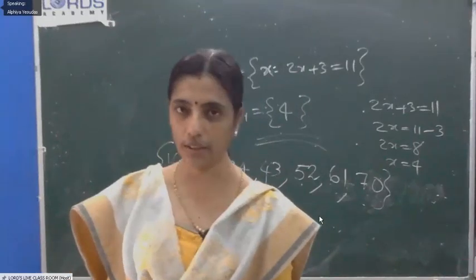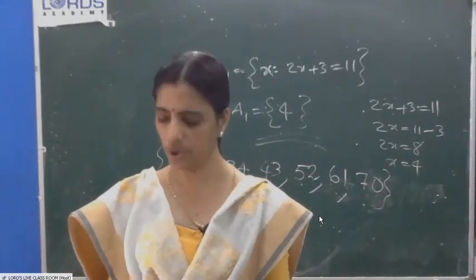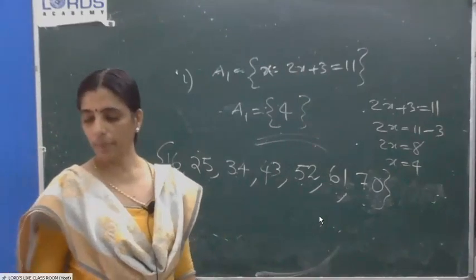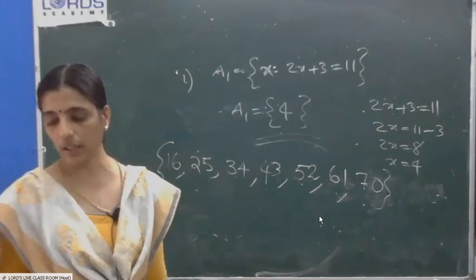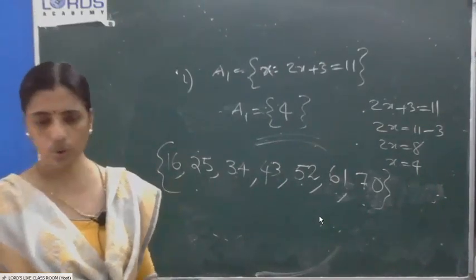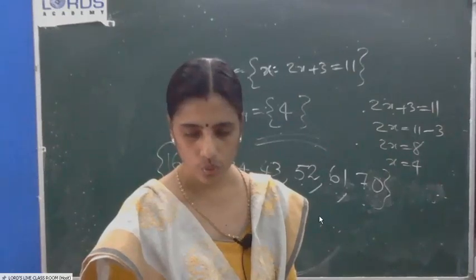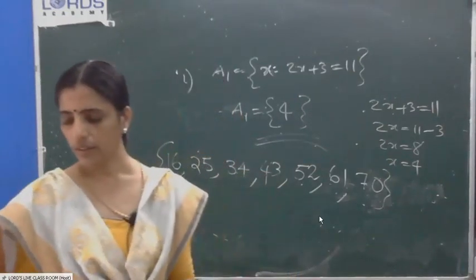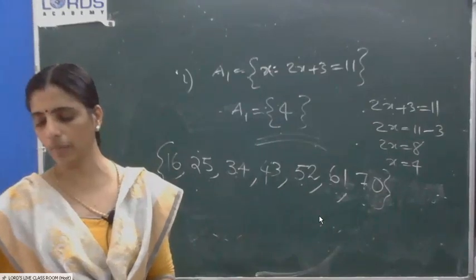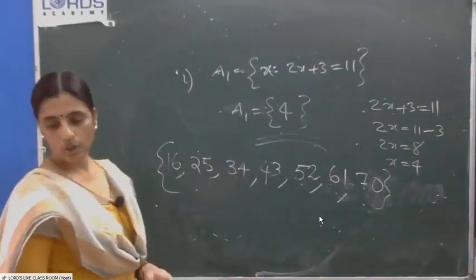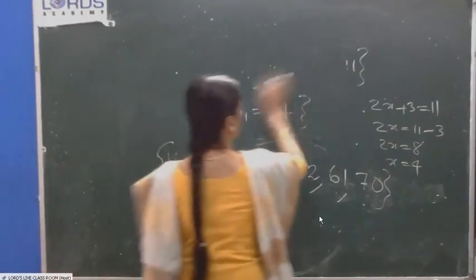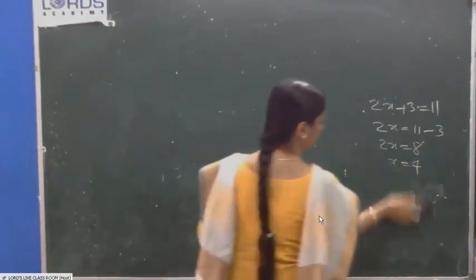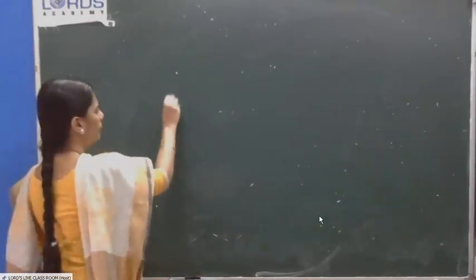Next class, if you didn't attend, all of you, we won't take these classes. That's sure. Next question number 1, fifth subdivision. All of you write A5 equal to X such that X is equal to 4n where n belongs to W and n less than 4. Very easy. All of you write the answer.